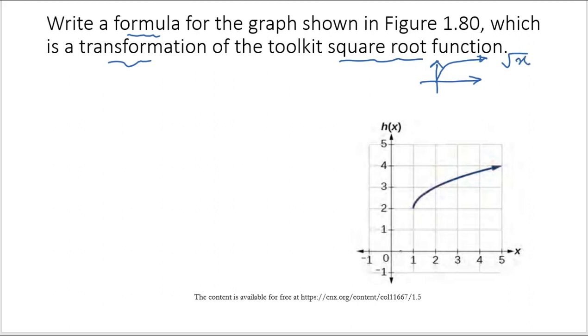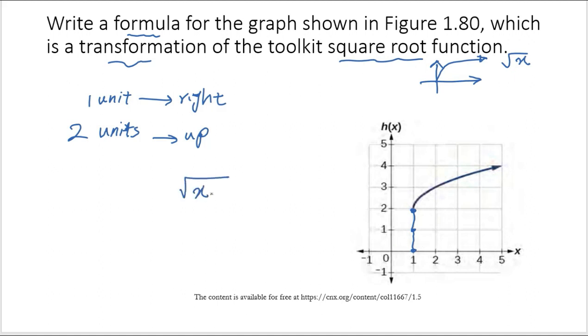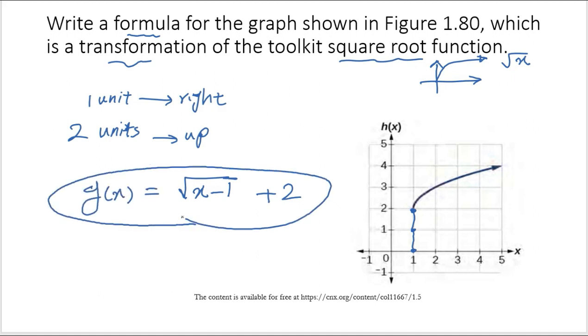So it was 1 unit shifted to our right, and 2 units up. So 1 unit to our right means x minus 1, and 2 units up means plus 2. That's the equation of this graph.